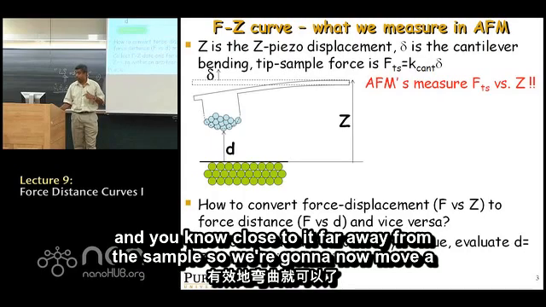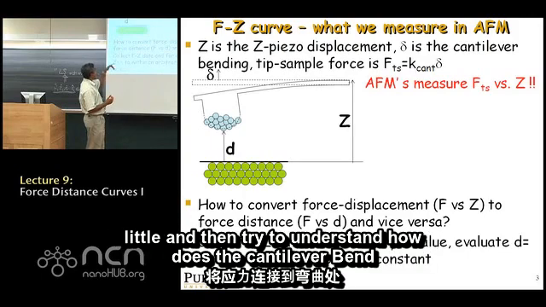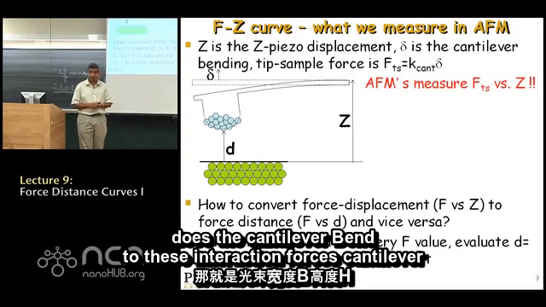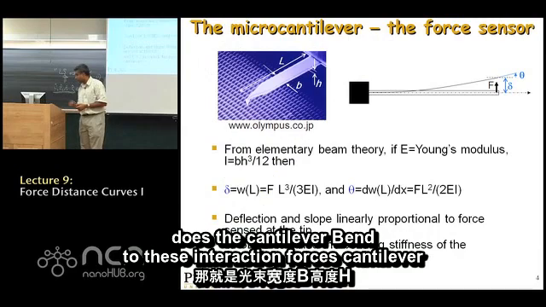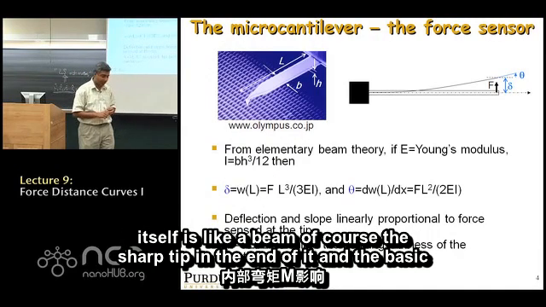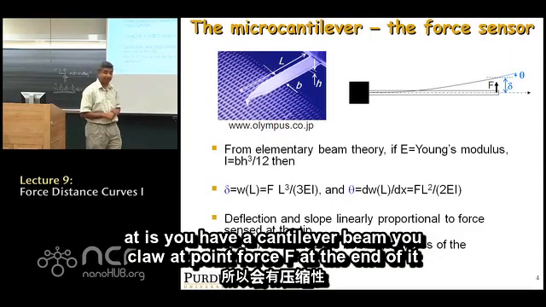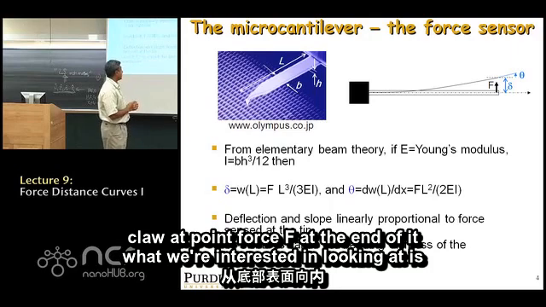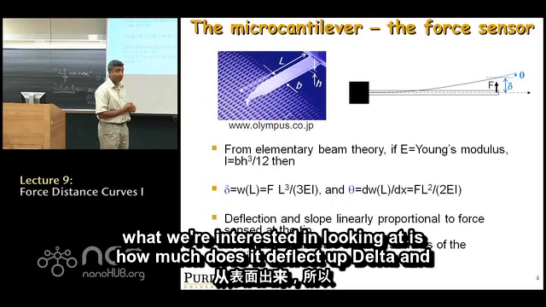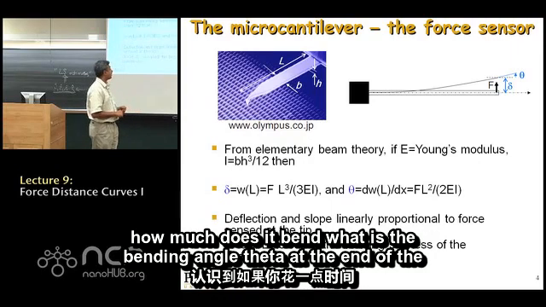So we're going to now move a little and try to understand how the cantilever bends due to these interaction forces. The cantilever itself is like a beam, of course, with a sharp tip at the end of it. The basic principle we're going to look at is that you have a cantilever beam, you apply a point force F at the end of it. What we're interested in is how much it deflects up, delta, and how much it bends, what the bending angle, theta, is at the end of the cantilever.